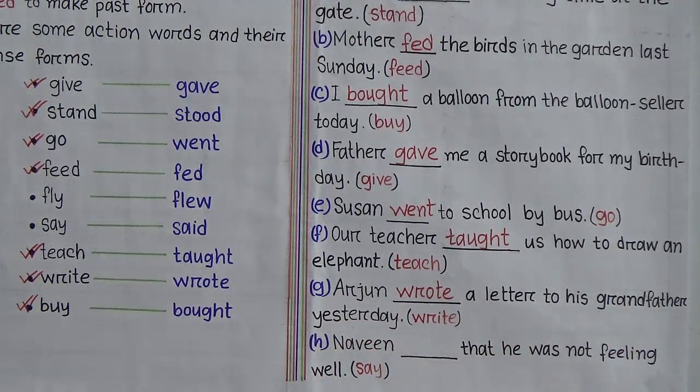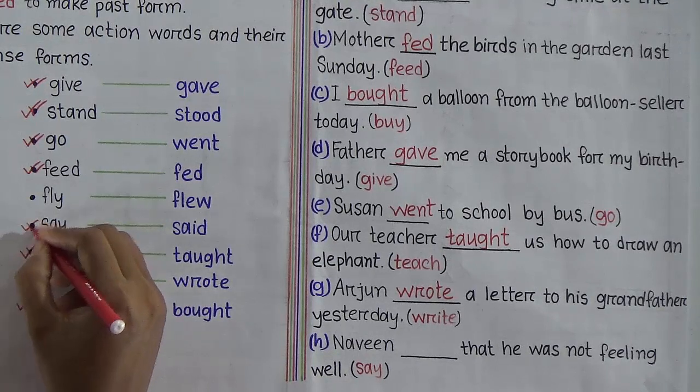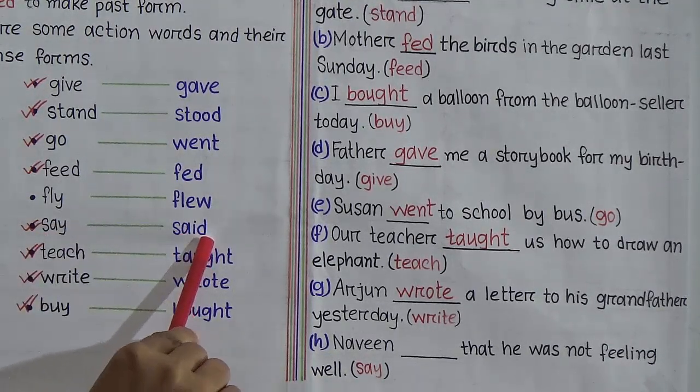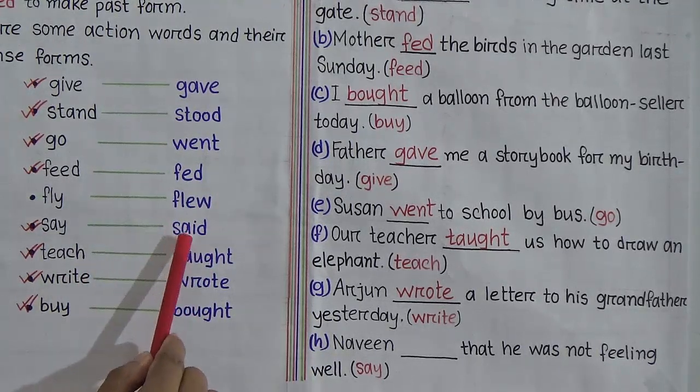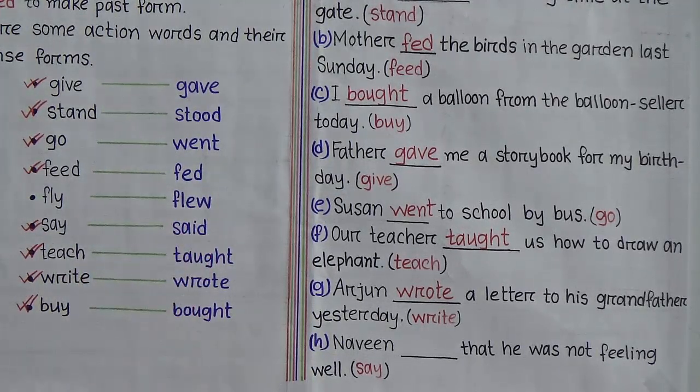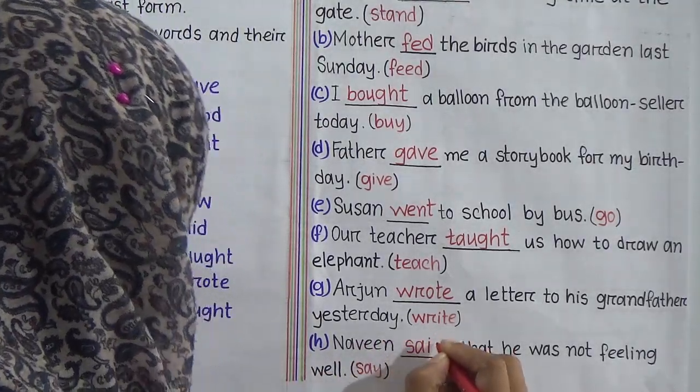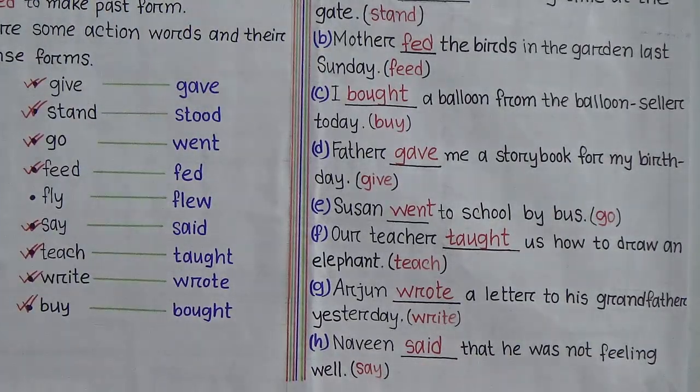Number H. Navin said that he was not feeling well. In bracket, say. So, the past form of the word say is, look here, said. S-A-I-D, said. Say with me, S-A-I-D, said. So, in the gap, we have to write said. So, the sentence will be, Navin said that he was not feeling well.